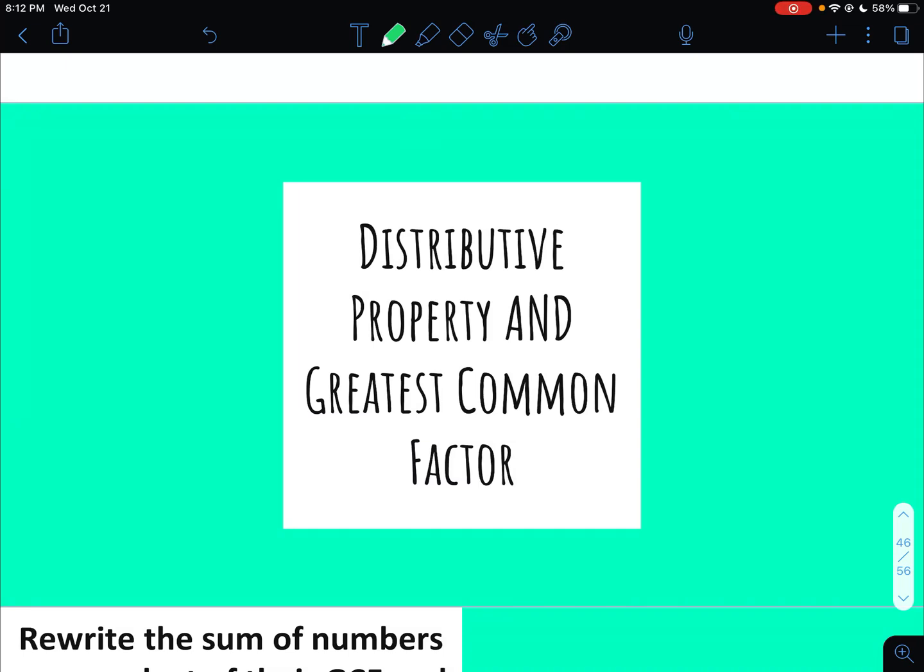Hey guys, today we are going to take your knowledge of distributive property that you hopefully mastered the last 2 days, and then we're actually going to mush it with the greatest common factor. So you're going to get to see that today.